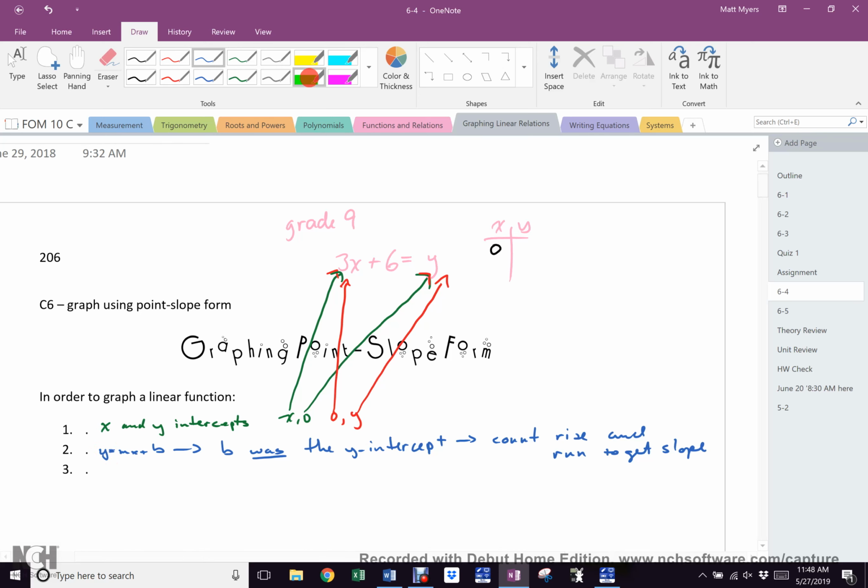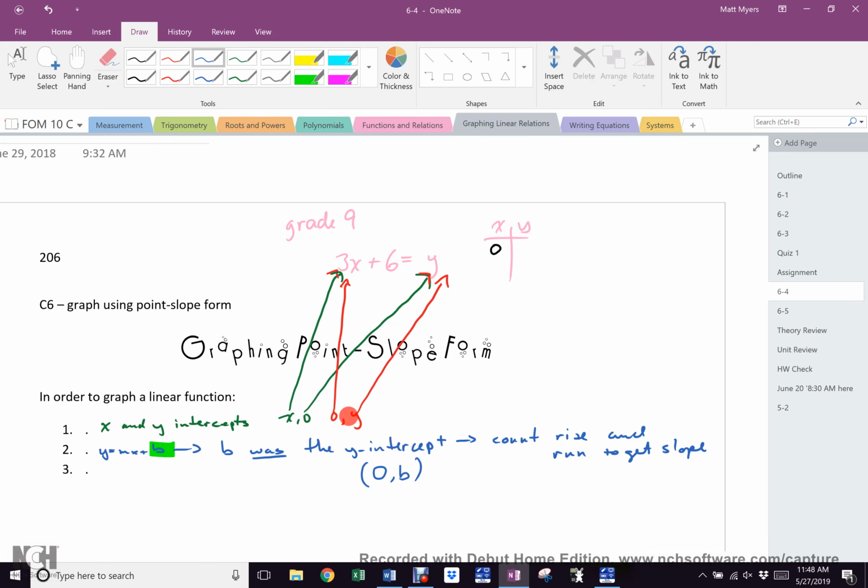Now, the mistake most of you kids make is you forget that b, it is the y-intercept. So b is really the point on the graph, (0, b). The b is the y-intercept, or the y value that goes right there. Is everybody cool to that point?